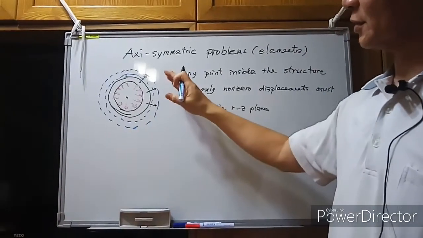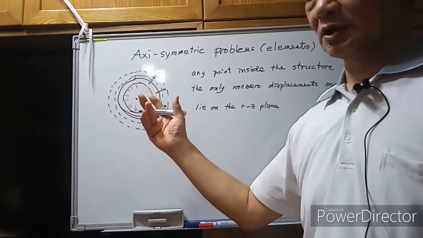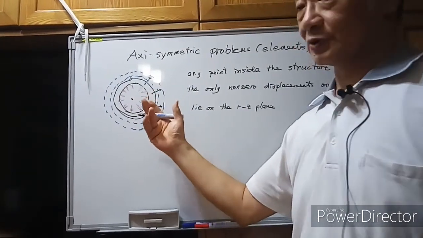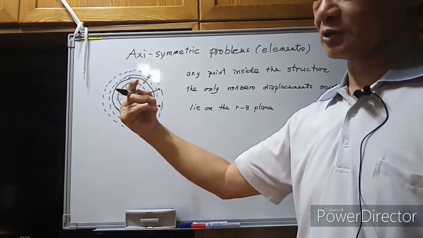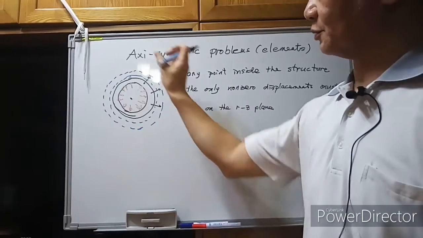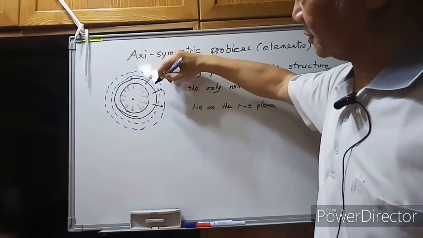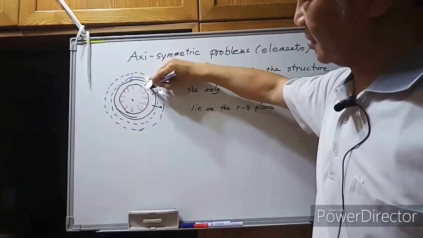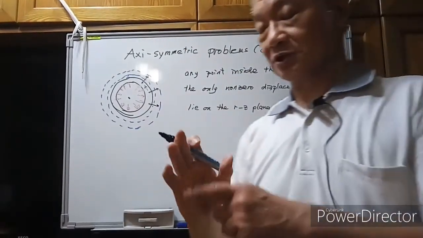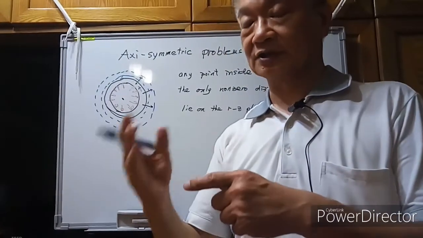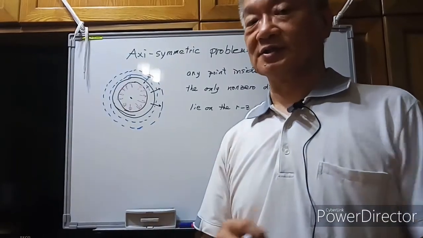But if we consider a three-dimensional orthogonal coordinate system, one is the R direction, one is the Z direction. The third direction will be perpendicular to the RZ direction, or you can say it is the theta direction. The theta direction is the third component of an orthogonal coordinate system.